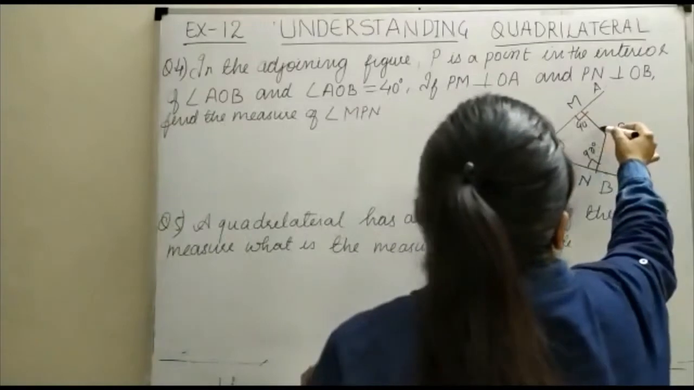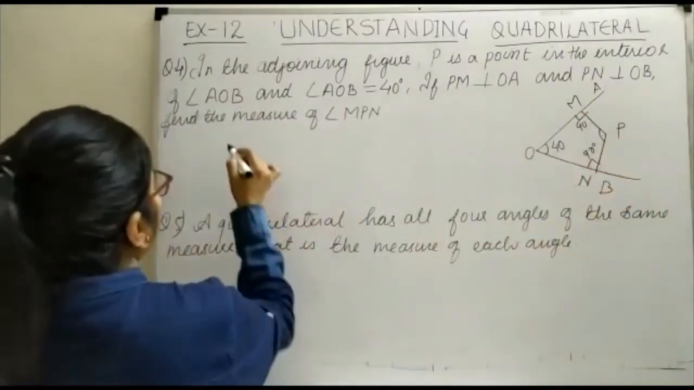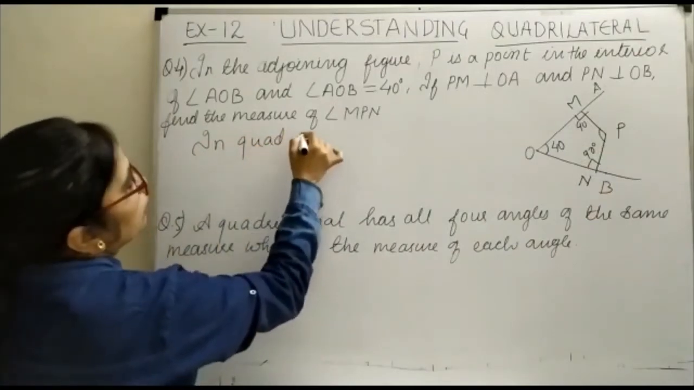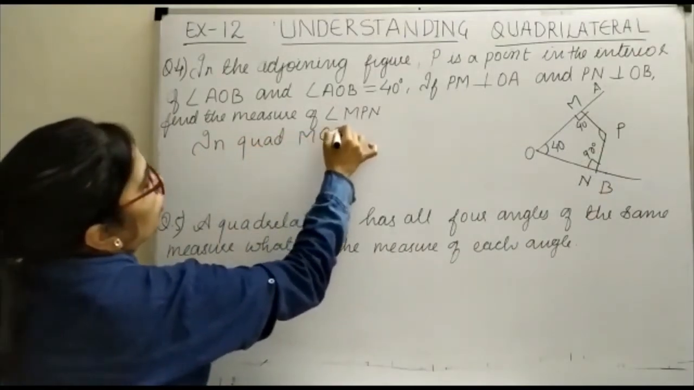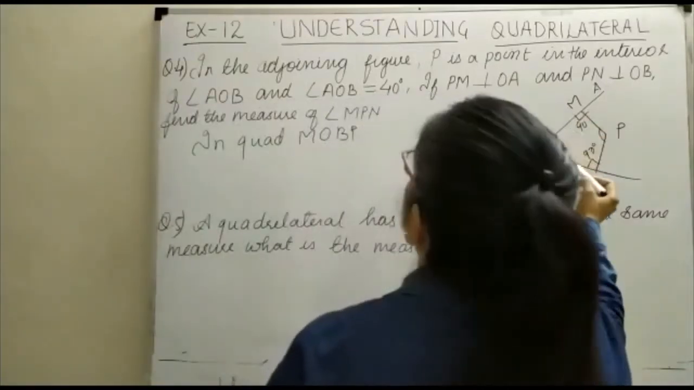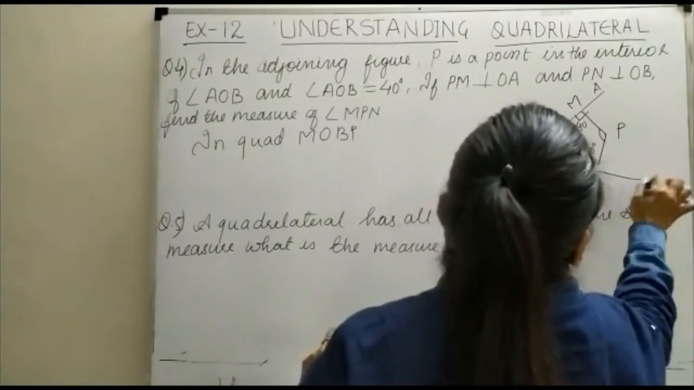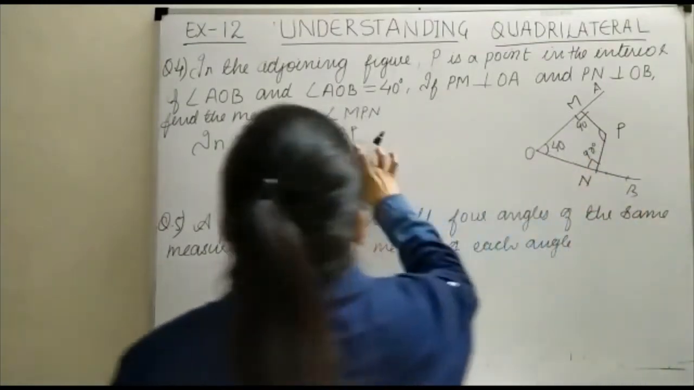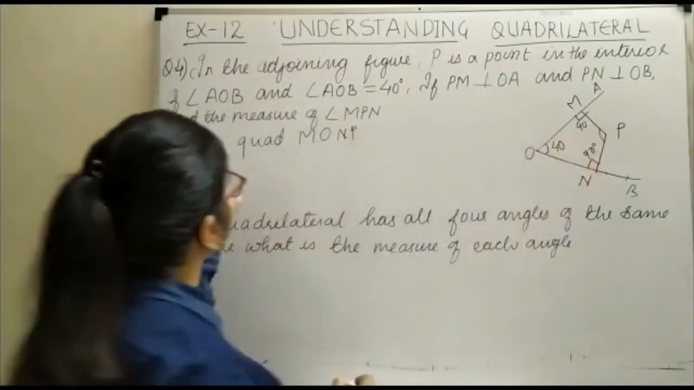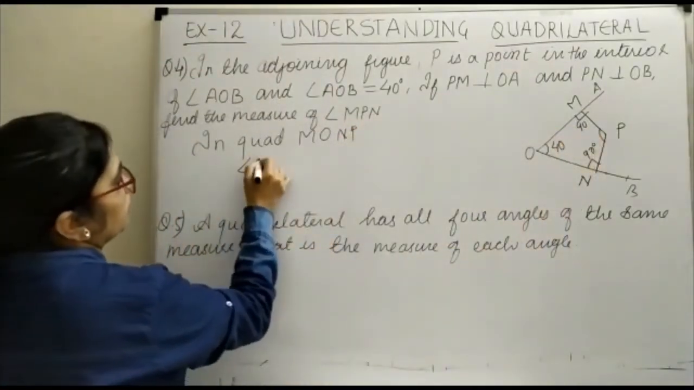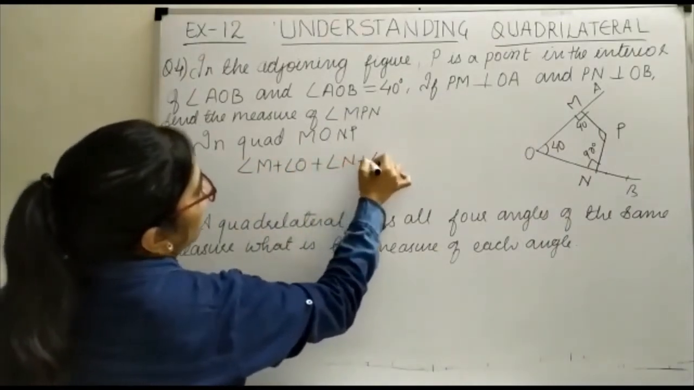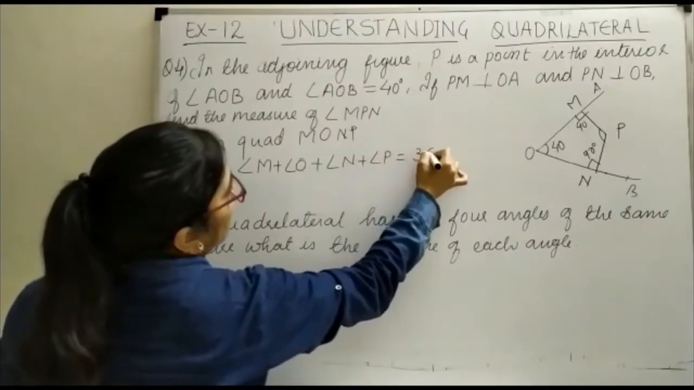Aapko is angle ka measurement nikalna hai, theek hai? To aap dekhiye, in quadrilateral MOBP, you can see that MO, this is यहाँ पे ये B यहाँ ले लीजिए, यहाँ हो जाएगा N, this is N and this is P. ये आपका quadrilateral है.